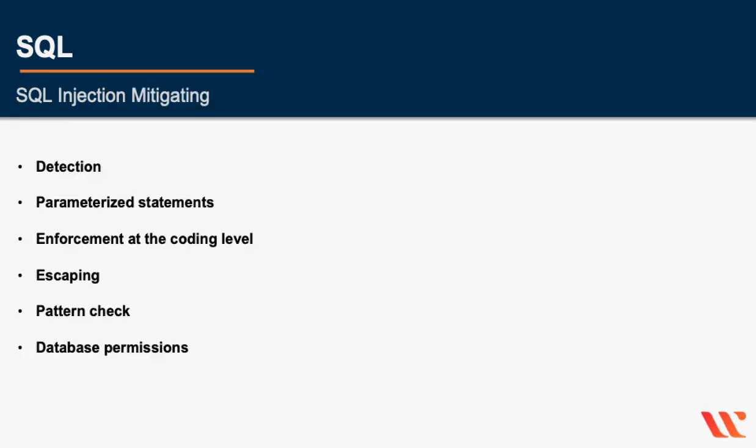There are several ways that you can mitigate this attack. One of them is detection. You can detect that this vulnerability exists by using database firewalls. Another way is using parameterized statements, so you have to actually provide parameters, more than just the 1 equals 1. You can also fix this at the coding level by escaping or by pattern checking.